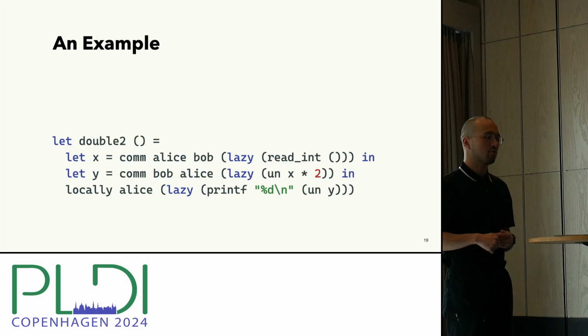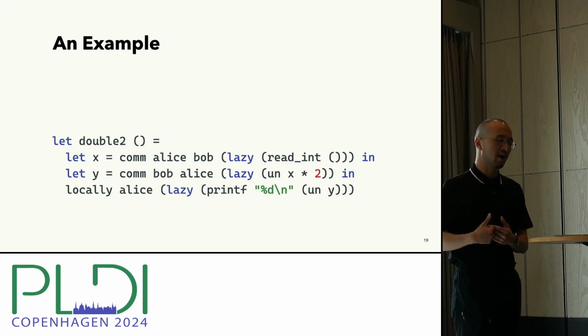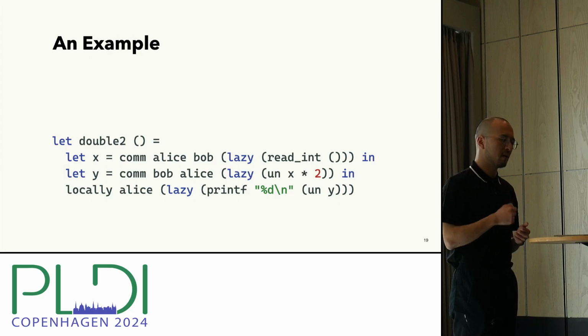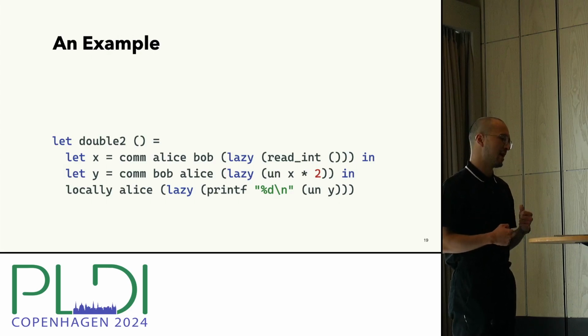Now we can write some choreographies with the functions we have defined. Here is a distributed double function that involves two locations, Alice and Bob. First, Alice sends an integer they read from the standard input to Bob. Then Bob unwraps the integer, times it by 2, and sends the result back to Alice. Finally, Alice unwraps the result and prints it out.